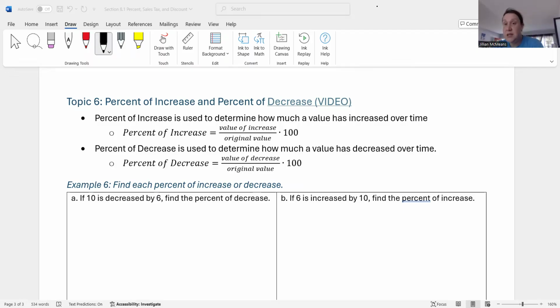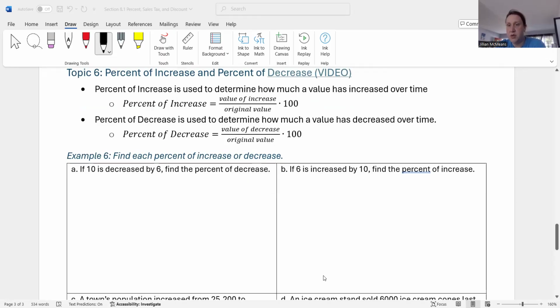Now, percent of decrease is used to determine how much a value has decreased over time. So it's the same process. You find the value of the decrease, so find the difference in the two numbers you're comparing, and then divide by the original one, and then multiply by 100. Okay, so we're going to start by doing one of each with just basic numbers, then we'll do more like an applied word problem for each.